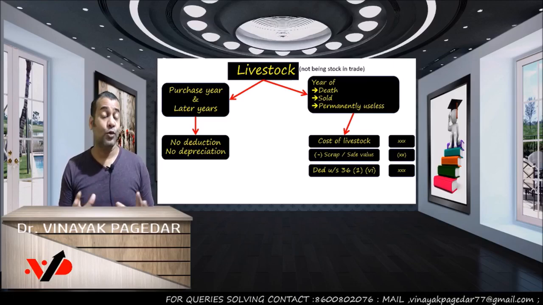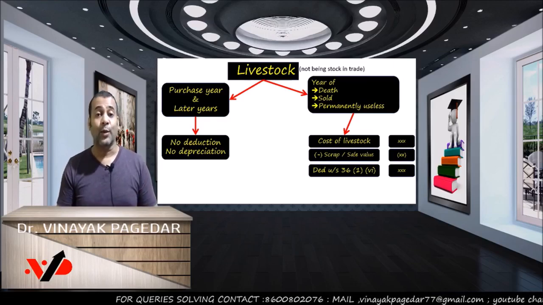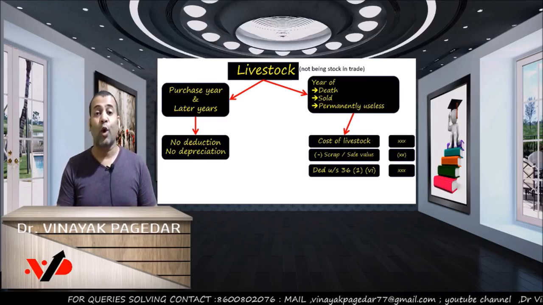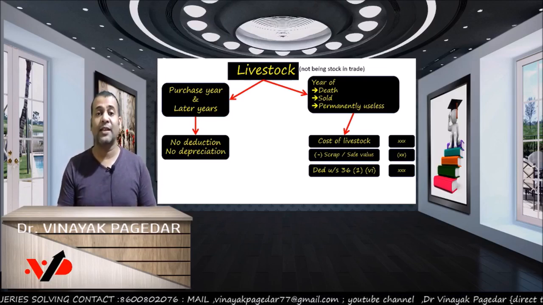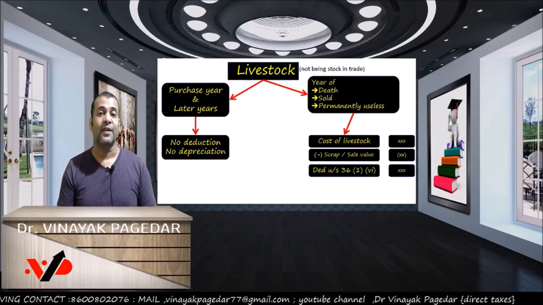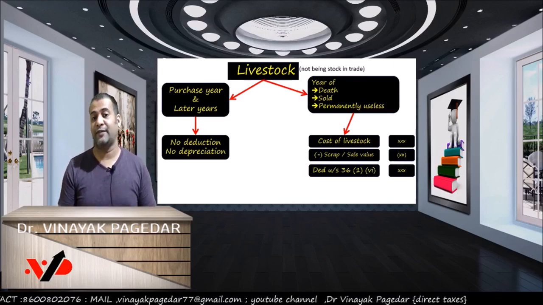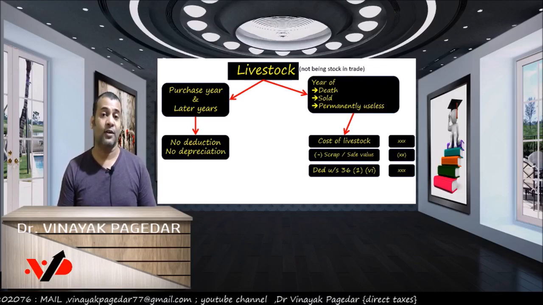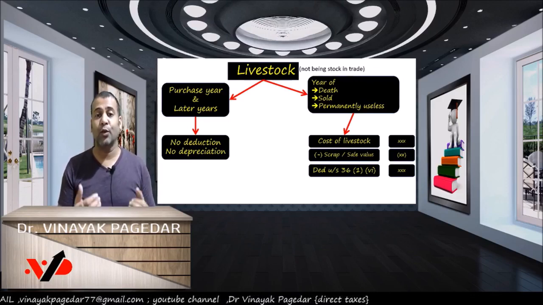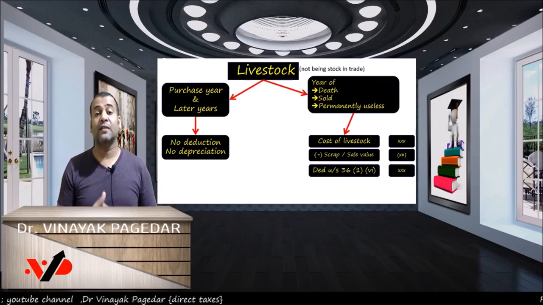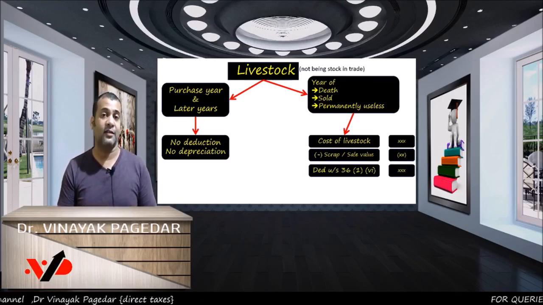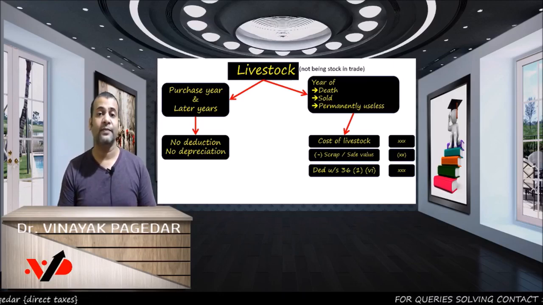And those of you who are really working your brain will think, look, what if the sale price of the livestock exceeds the cost of the livestock? Then what? Here we are looking at a case where the sale value is below the cost. What if the sale price or the scrap value of the livestock exceeds the cost of the livestock? Then can the profit be taxed as a business profit?